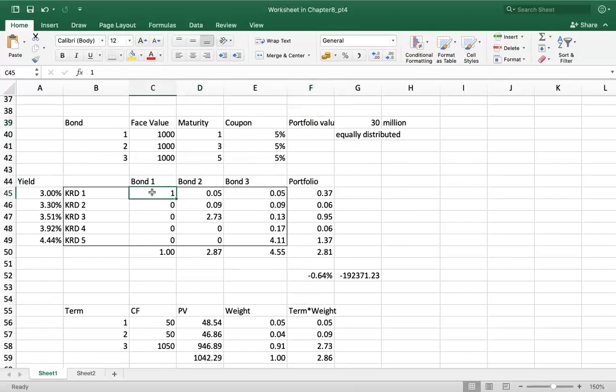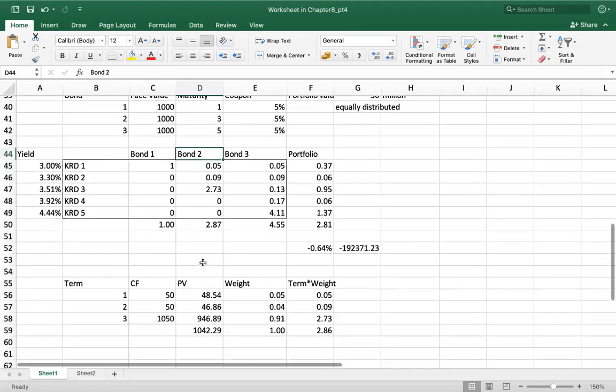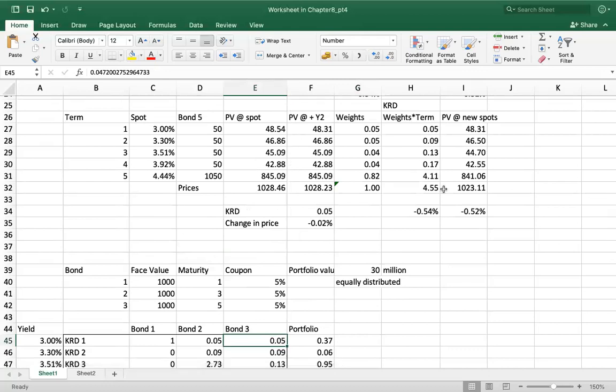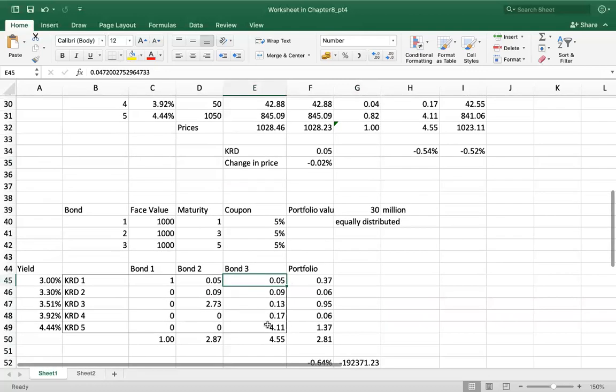For bond one, because there is no intermediate payment, its duration will be equal to 1. For bond two, I have calculated the key rate duration just like that 5-year bond below. So the cash flows will be 50, 50, 1050. These are the present values. These are the weights, and this is term times weight, which we call key rate duration. So its key rate durations will be 0.05, 0.09, 2.73, right? And the total will be 2.87. Okay, and then finally, bond 3, which is a 5-year bond, which is basically this bond. So I have just copied these values here, right?